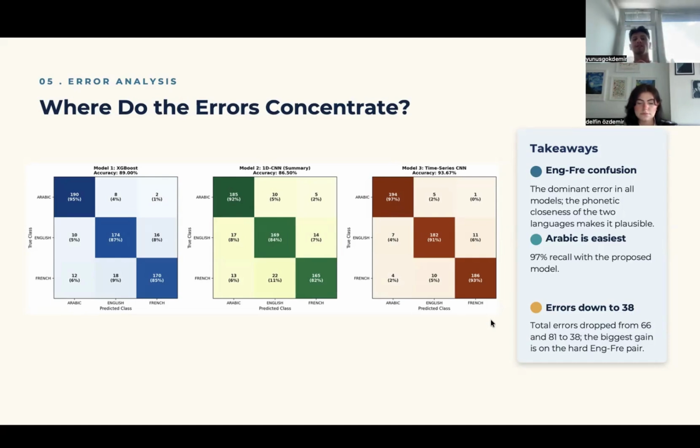Our time series model cut the total number of misclassifications from 66 for XGBoost and 81 for the summary CNN, all the way down to 38. And the biggest improvement happened precisely on that hardest English-French pair. This tells us that the temporal spectral patterns carry exactly the discriminative information that the summary statistics were throwing away.